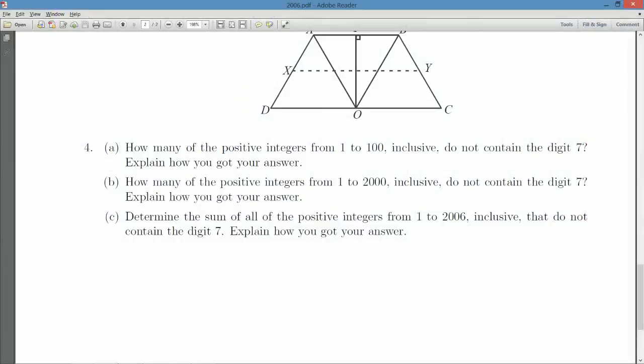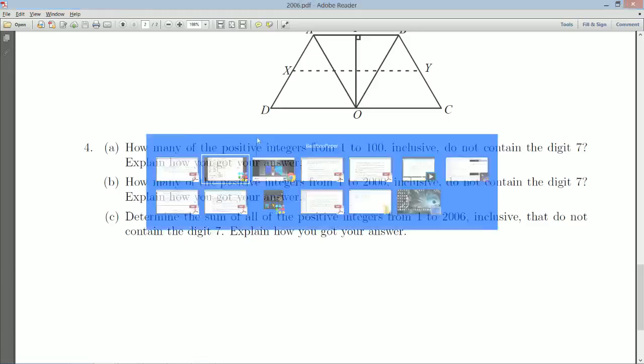Okay. What should we do? Well, the way we answered B was we took a look at A, which dealt with the numbers 1 to 100, and we just applied that over and over again to get the numbers from 1 to 2000, but we segmented them into ranges of hundreds. So it might be a good idea to figure out the sum of all the positive integers from 1 to 100 that don't contain a 7, and repeat that process over and over again. So let me show you what I mean.